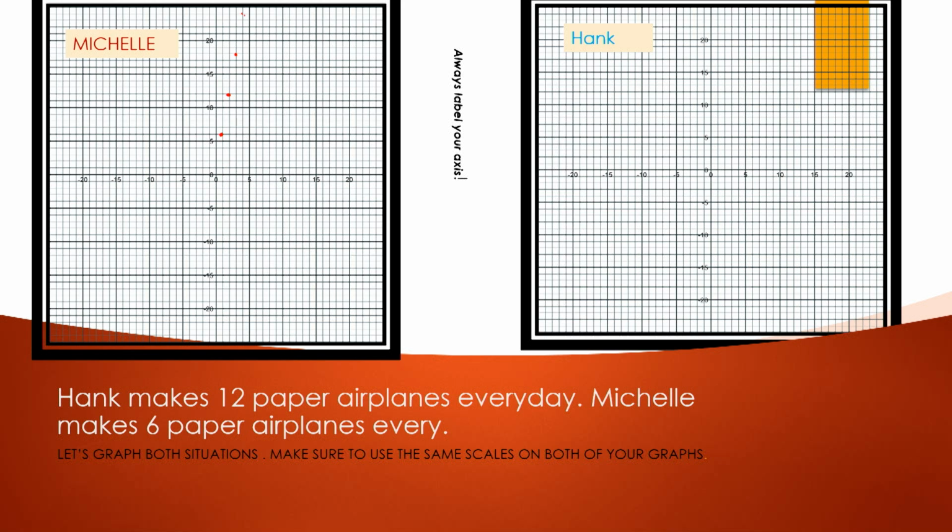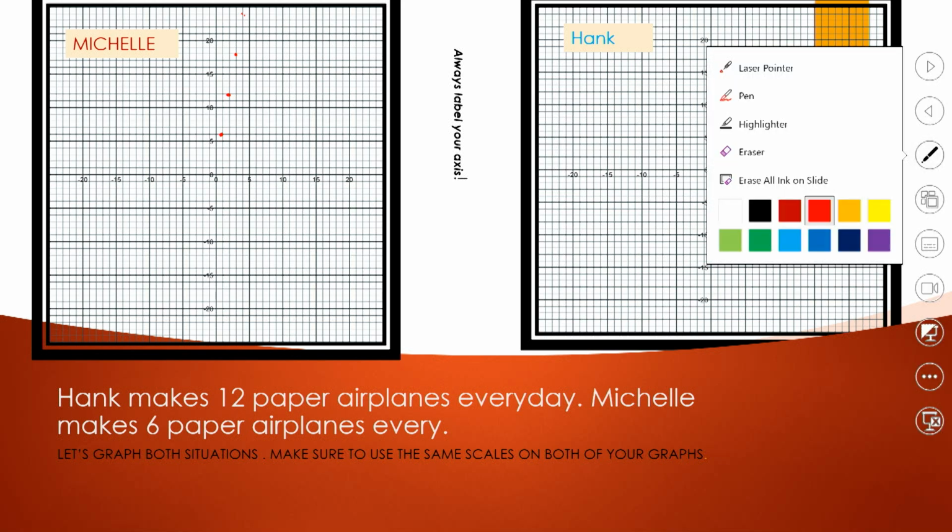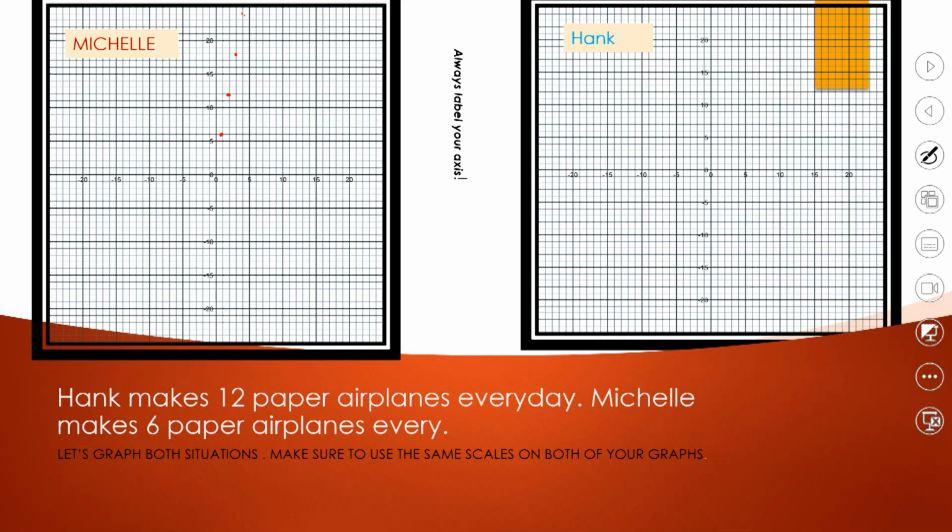Now let's go to Hank. Hank's is going to look just a little bit different. So let's look at Hank. Hank is on his first day. He has 12 airplanes. On his second day, he has 24 airplanes. And then on his third day, he would have had 36 airplanes. So we can see the different points on my first days of both people, my second days of both people.